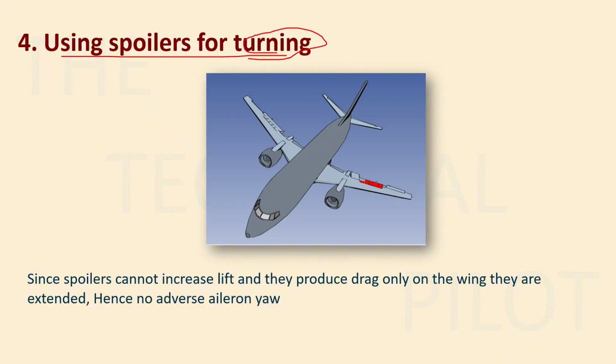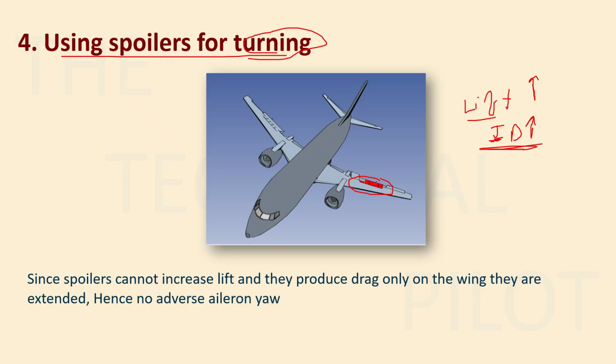So whenever we use spoilers, we have seen how we turn with the spoilers. It reduces the lift on one wing, right? So spoilers do not produce any adverse aileron yaw. Why? Because adverse aileron yaw starts from the production of lift. Whenever there was an increase in lift, it caused an increase in induced drag, which caused more drag on one wing and less drag on another, which causes adverse aileron yaw, right?